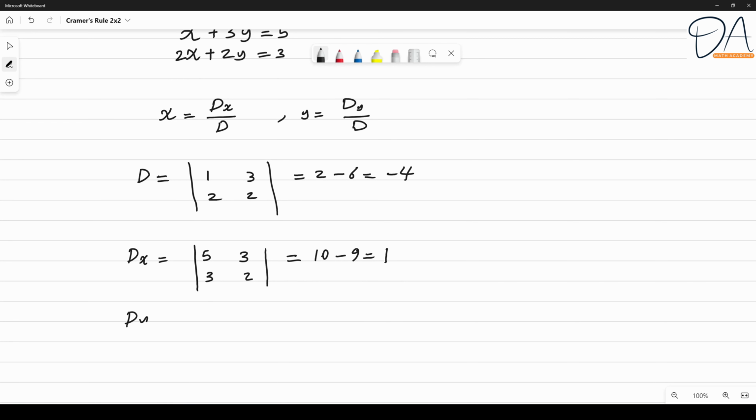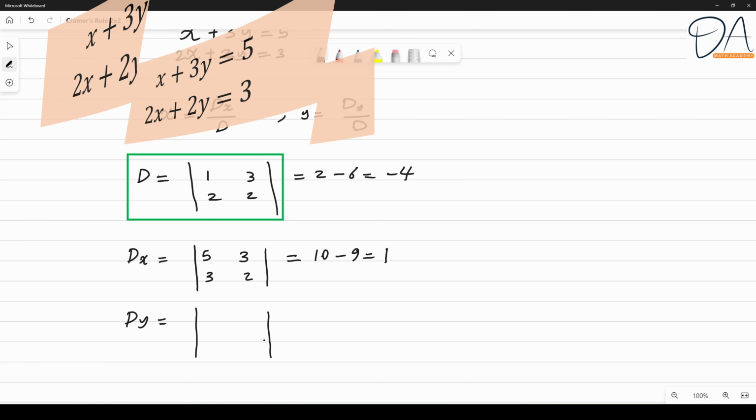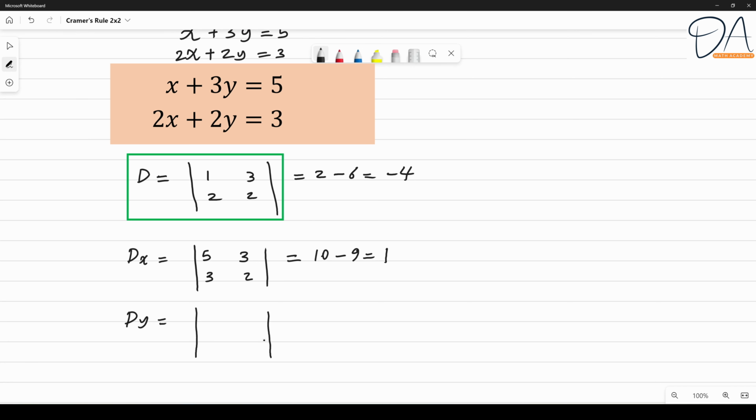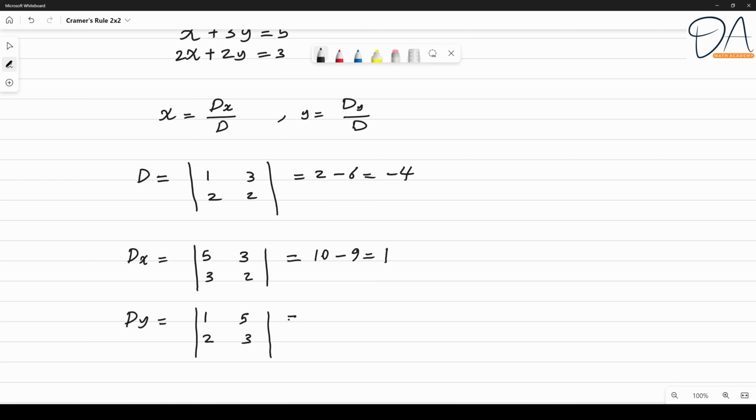Dy also will be computed in the same way. Dy will be the same as D, except we are replacing the coefficients of y with the constants. So it means the coefficients of x will remain as is, 1, 2. Then the coefficients of y are 3 and 2. We're gonna replace them with 5 and 3. So this we can compute easily. 1 times 3 is 3. 2 times 5, that is 10. So this gives us minus 7.